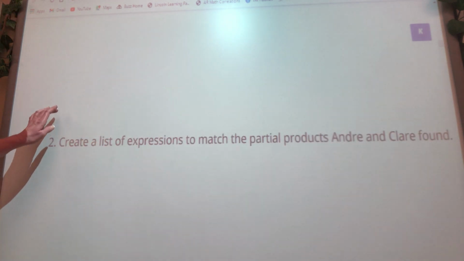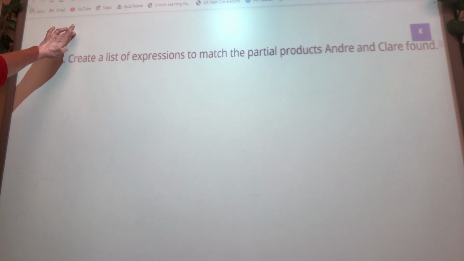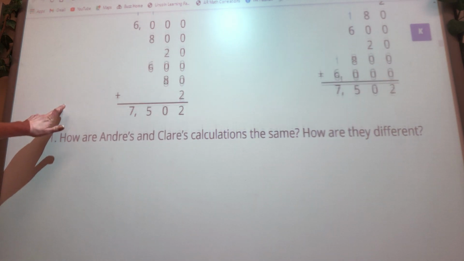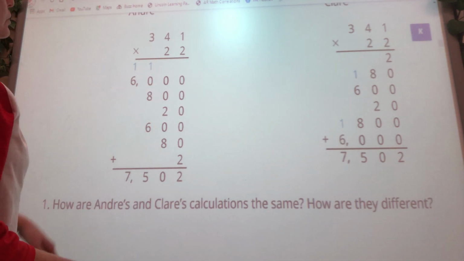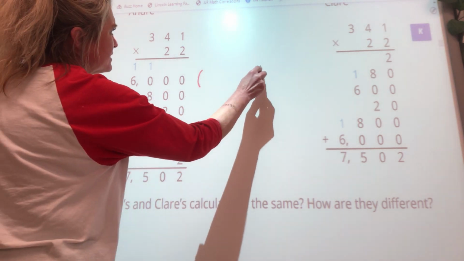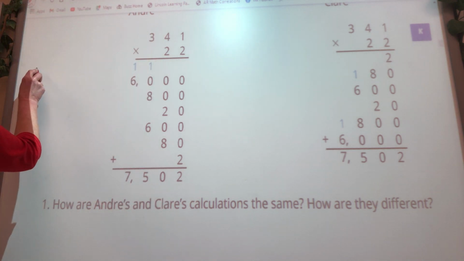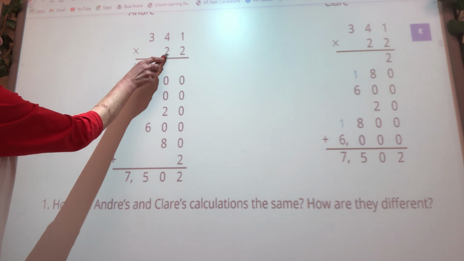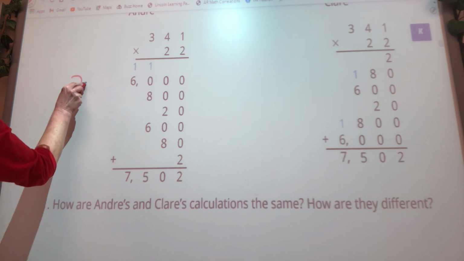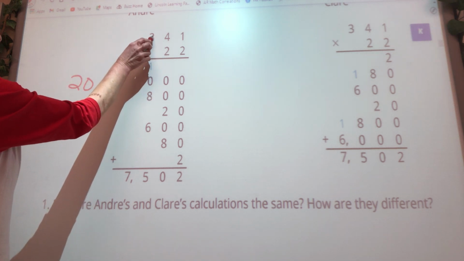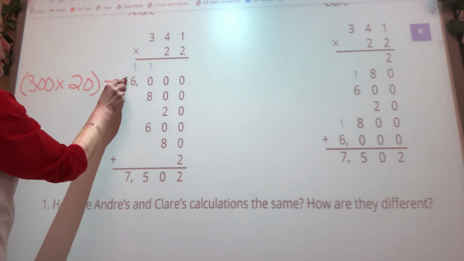Now, it says create a list of expressions to match the partial products that Andre and Claire found. Now remember, expressions are just math problems. They're just math sentences. So, an expression, I'll do Andre's on this side. Andre, he got this 6,000 for this partial product because he started with this 2, and it's in the tens place, so that would be a 20. And he started with this 3, and that 3 is in the hundreds place, so that would be 300. That's the expression for how he got that.